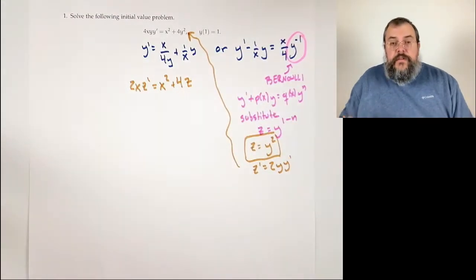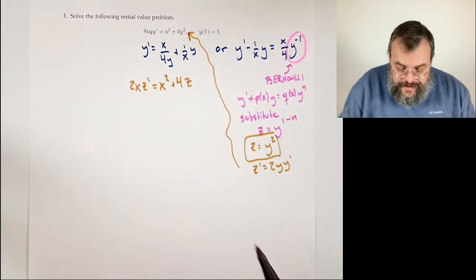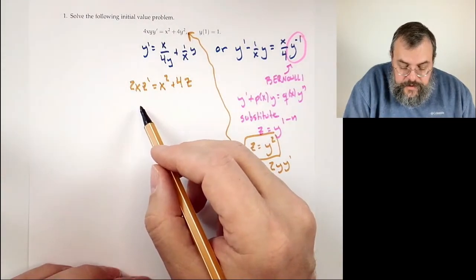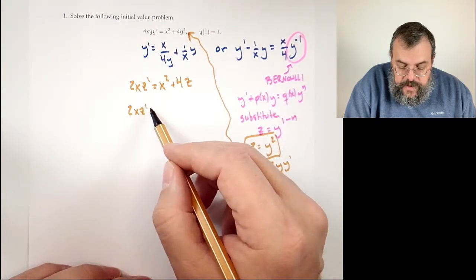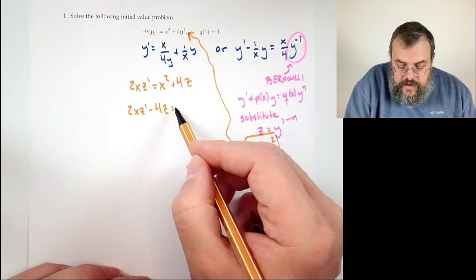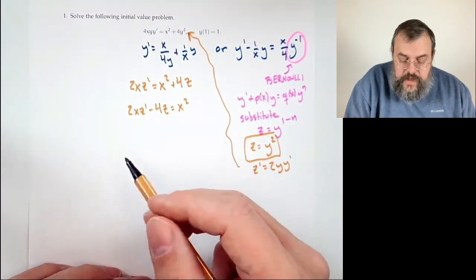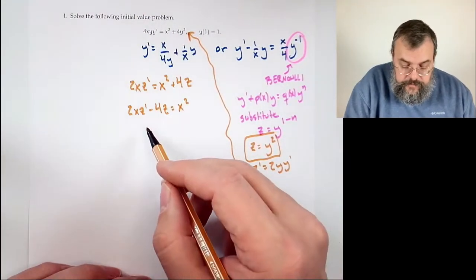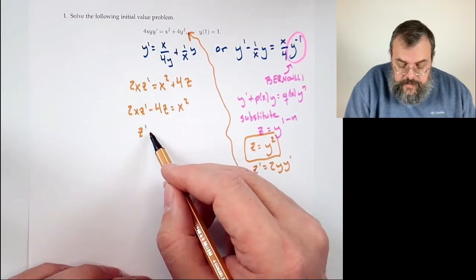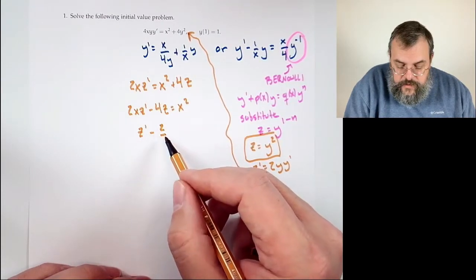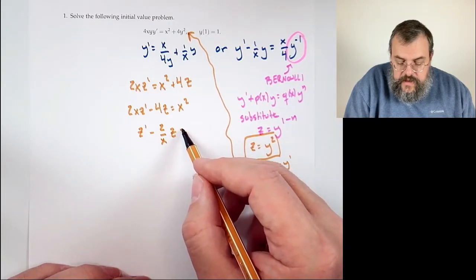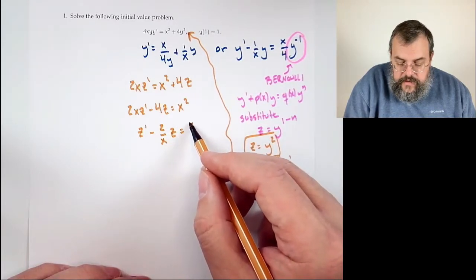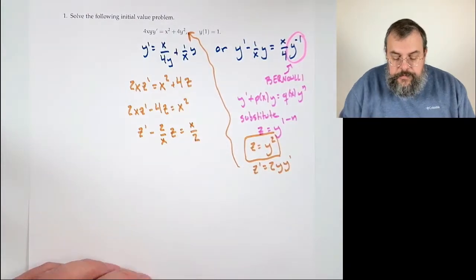And now you'll notice this is perfect, right? Because what can we do? Well, we can say 2x z prime minus 4z equals x squared. Divide everything by 2x. z prime minus 2 over x times z is equal to x over 2.